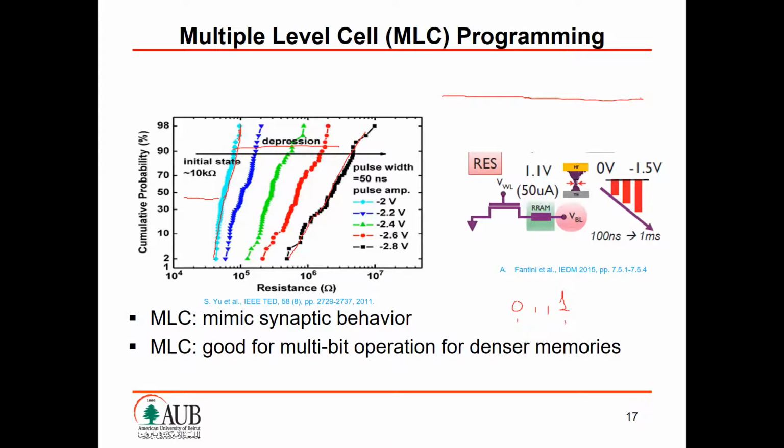ليش؟ لأنه ساعتها if I have, let us say, 4 values for the memristor, let us say 10K, 100K, 500K, and 1 meg, then I have 4 states, then I can really store 2 bits in my memristor. وكل ما أنا أقدر أحط multi bits، كل ما أنا عم بعمل الميموري اللي لإلي more compact. يعني أنا عم بقدر أحط more storage in smaller area.